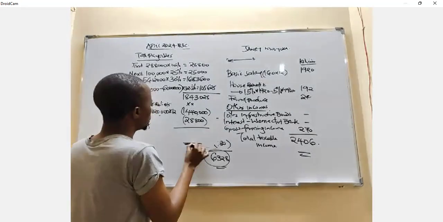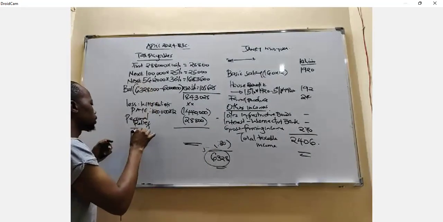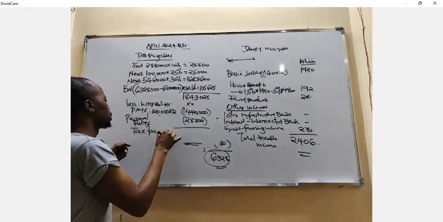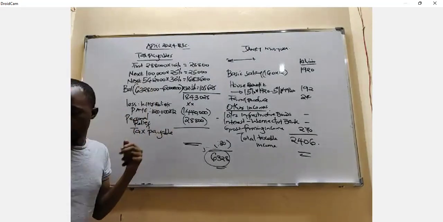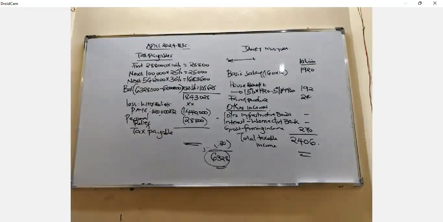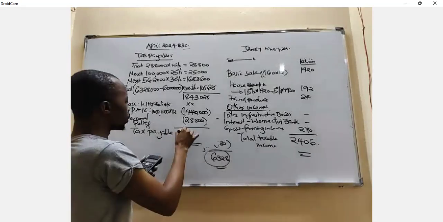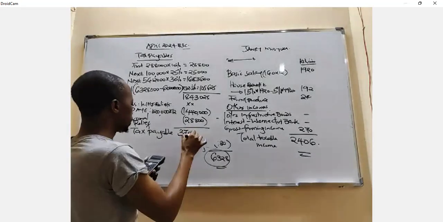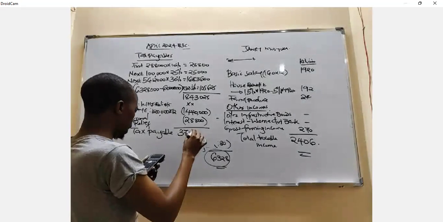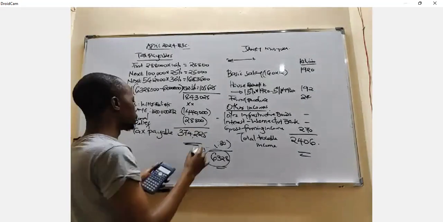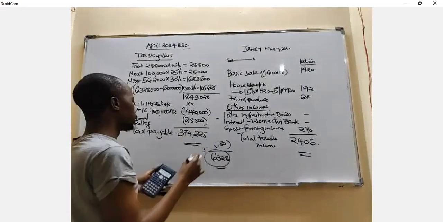Now, the tax payable for this person is how much? We are going to be having 1,843,025 minus 1,440,000 minus 28,800, getting 374,225. 374,225 is the tax.